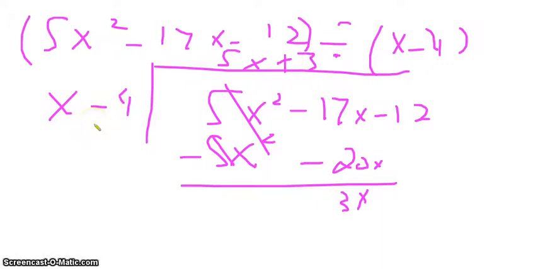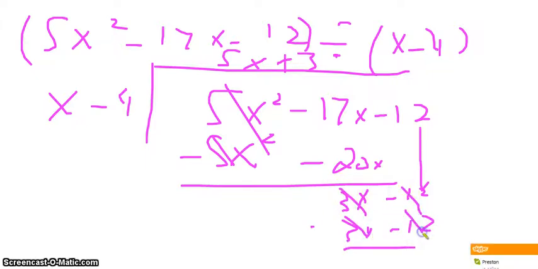3x, well, it would be 3x over down here, but we drag this down first, and that would be the negative 12. But then this 3 and negative 4, 3 times negative 4, that's what, negative 12? And negative 12, these cancel, and these cancel. Remainder of 0 again. That was a great one. Just came out perfect. So the answer is 5x plus 3.